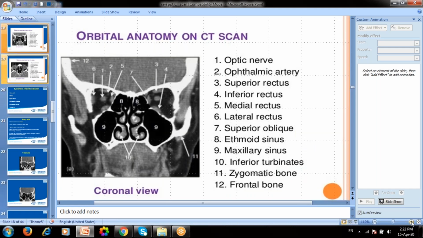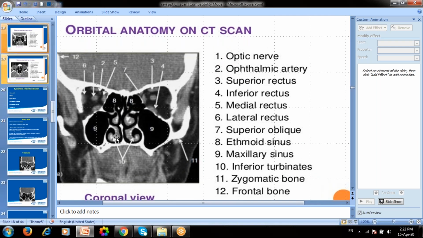So these four are the rectus muscles, this is the optic nerve, and these are the two sinuses, this one and this one, and in between is the nasolacrimal duct and the nasal septum. Again, in the other image, this is the axial cut. That was the coronal cut, and this is the axial cut, so there is a difference between these two.